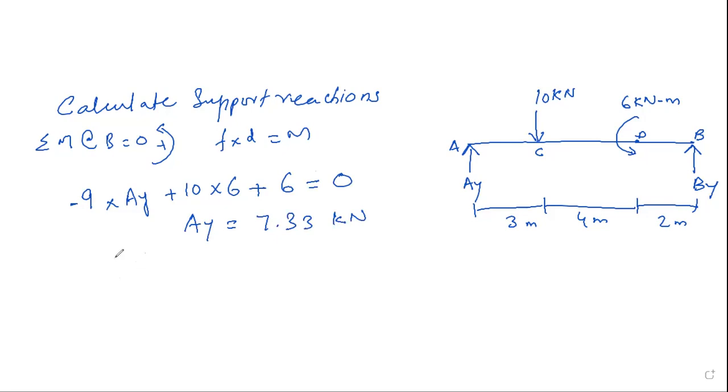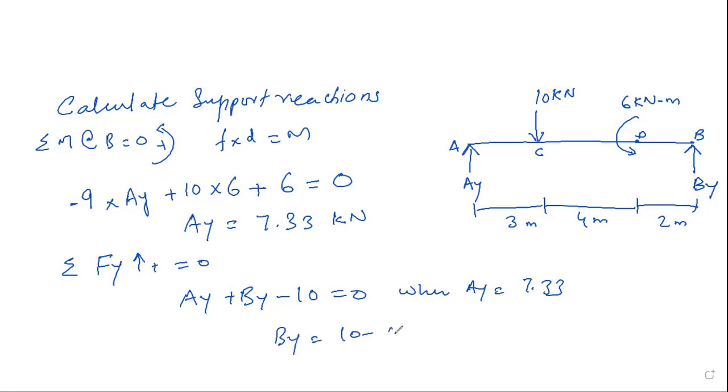Now, time to calculate BY. If we assume summation of forces in the y direction, upward positive, is equal to 0, then AY plus BY minus 10 is equal to 0, where AY is 7.33. So BY will be 10 minus AY, which is 10 minus 7.33, equal to 2.66 kilonewton. So we have AY 7.33 and BY 2.66. Clear?